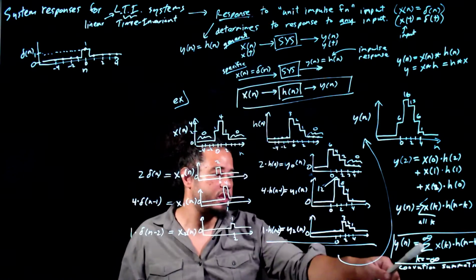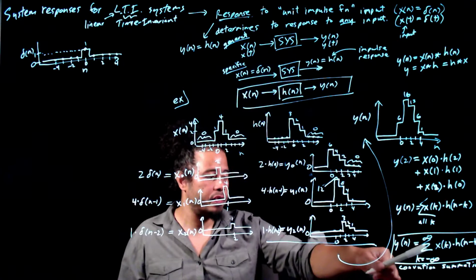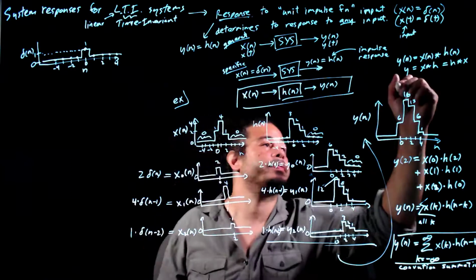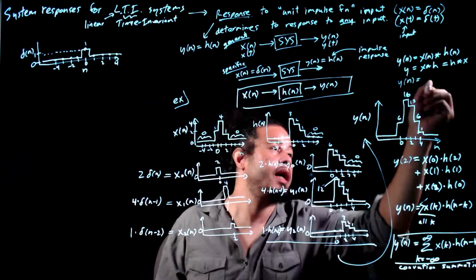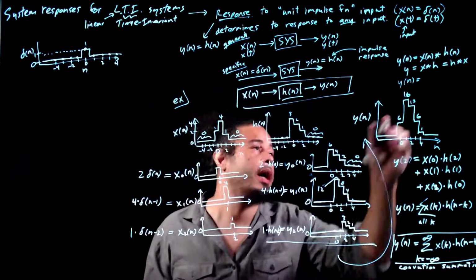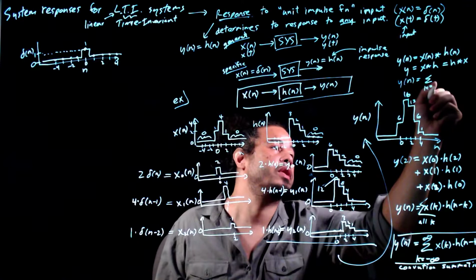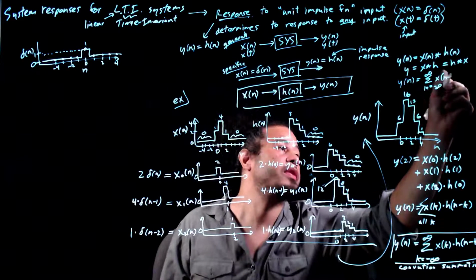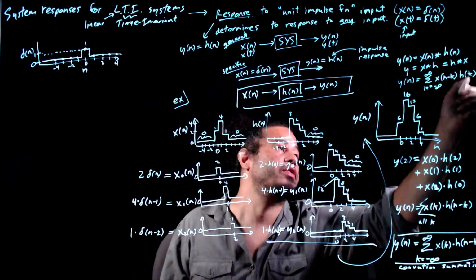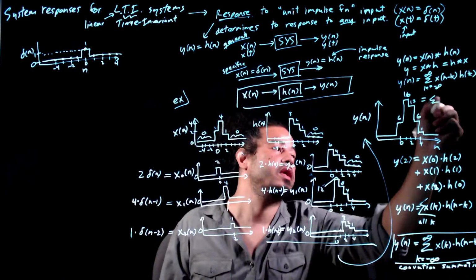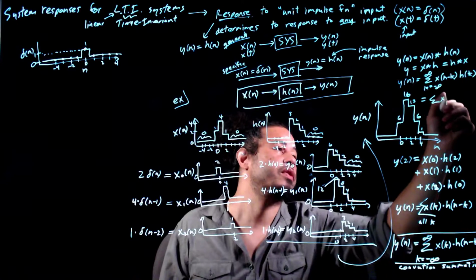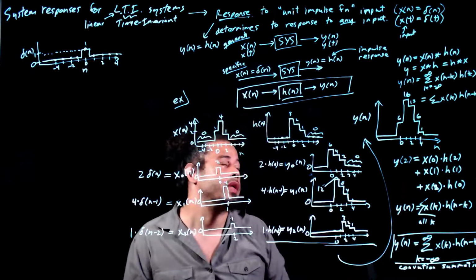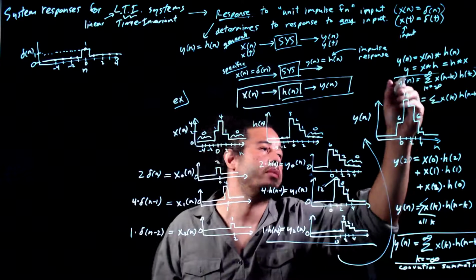And so this summation of x of k times h of n minus k is also equal to the commutative version of this, which is the summation, k equal to minus infinity to infinity, of x of n minus k times h of k. Just to be complete, that's equal to the original way we wrote it, the summation of x of k times h of n minus k, due to the commutativity. So these are both versions of the convolution sum.